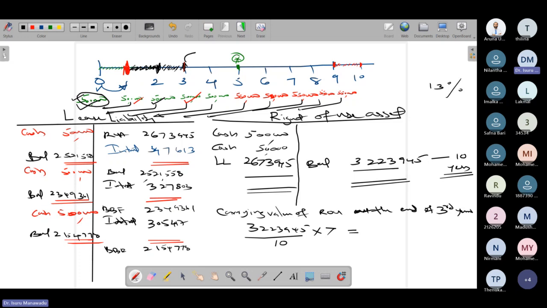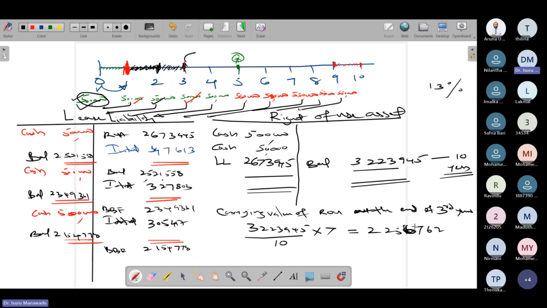3,223,945 divided by 10 multiplied by 7. 2,256,762. 2,256,762. Yes. This is the carrying value at the end of third year.